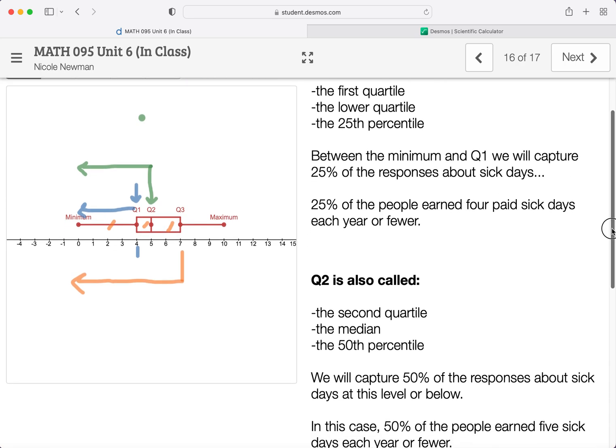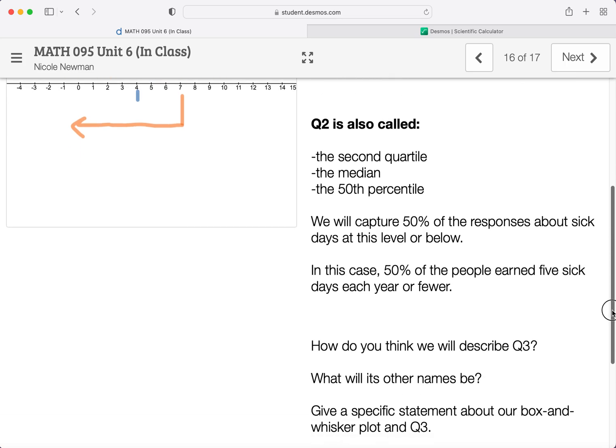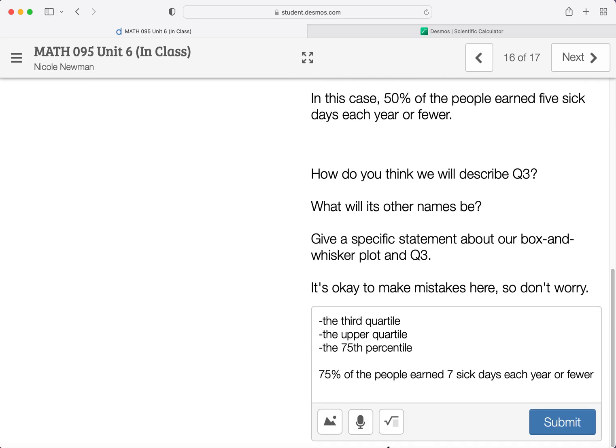sick days or fewer. So let me go put this all in the box. It's called the third quartile, also the upper quartile, and the 75th percentile. And 75% of the people earned 7 sick days each year or fewer. And like always, I encourage you to make mistakes on these so that they are all spiffed up by the time we get to the quiz.